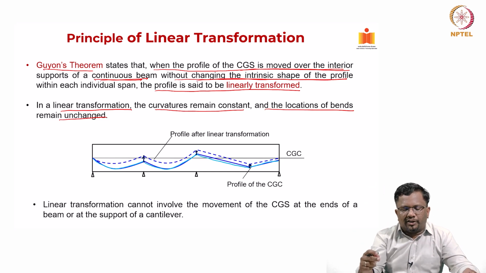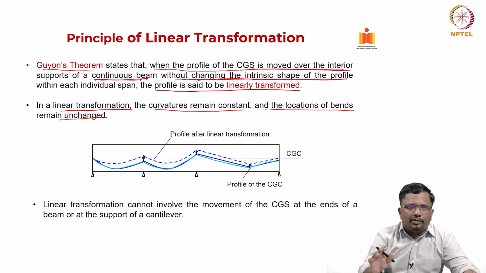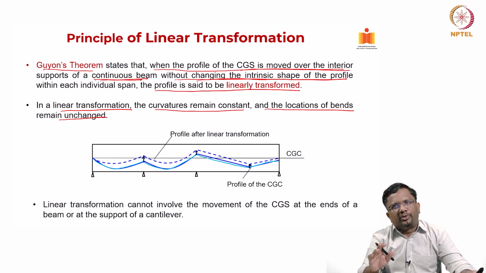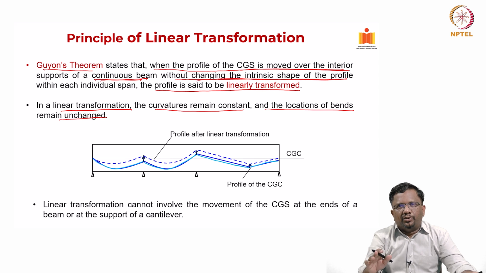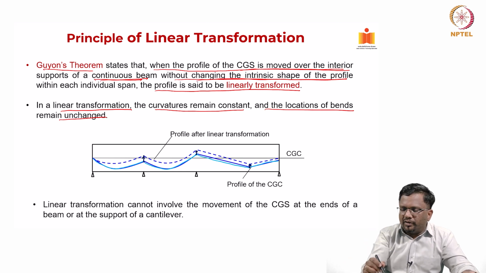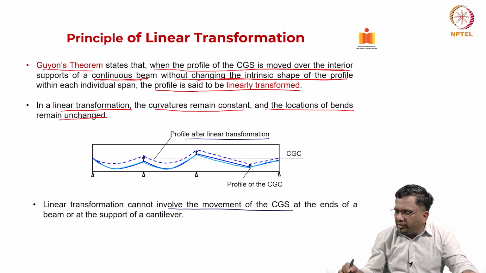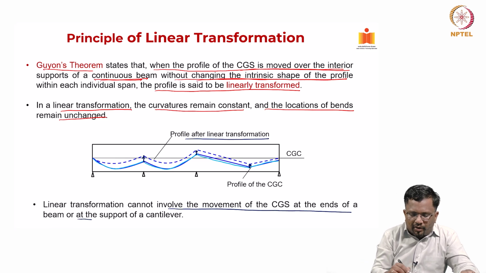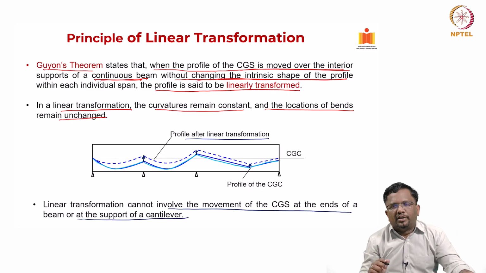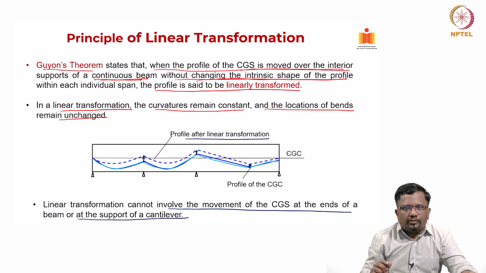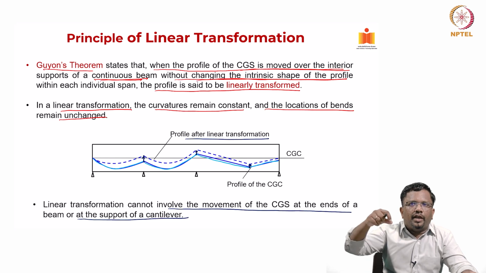The intrinsic shape of the cable is not really changed. That means the total curvature in the cable in each span is also not changed, okay. So when we do that, this is what is called linear transformation of the profile. Now again, linear transformation cannot involve the movement of the CGS at the ends of the beam or at the support of a cantilever. You have to keep this in mind, okay. You are interested only in the interior supports that move the cable profile.